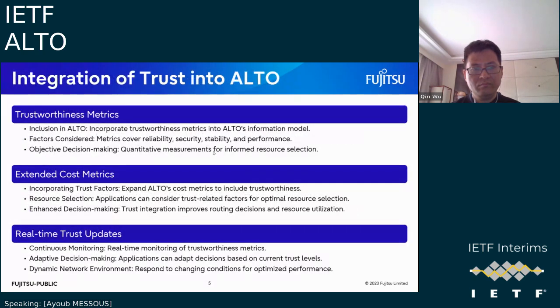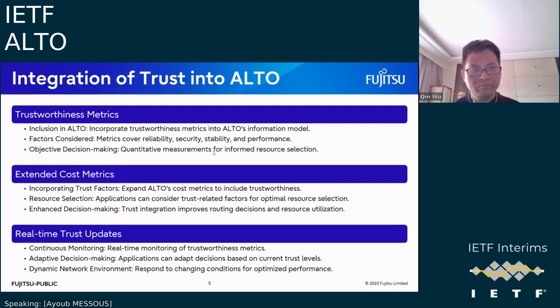If the major value of our work is to integrate trust into ALTO, there are different elements that can benefit from it. Here I try to summarize the most useful ones. First, trustworthiness metrics. Including these as part of ALTO would help incorporate trustworthiness metrics into the ALTO information model. Important factors to consider are reliability, security, stability, and performance. This would help make better decisions using quantitative measurement.